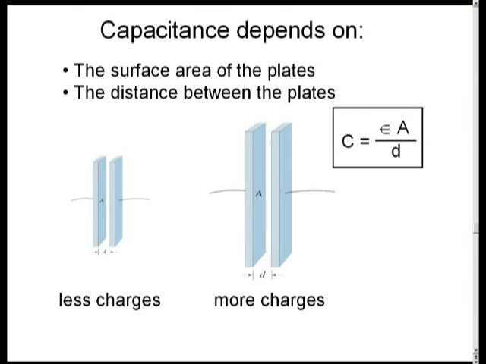The capacitance depends on several things. One is the area of the plates. The bigger the plate, of course, the more charges that you can build up on it. And also the distance between them. The smaller the distance, the stronger your capacitance will be. So this is a formula that will calculate what the capacitance is depending on the area and the distance between the plates.